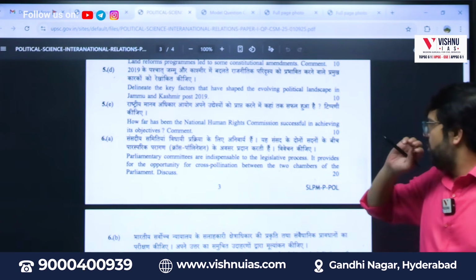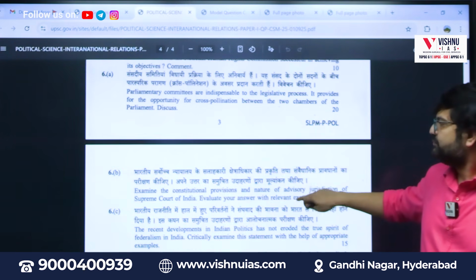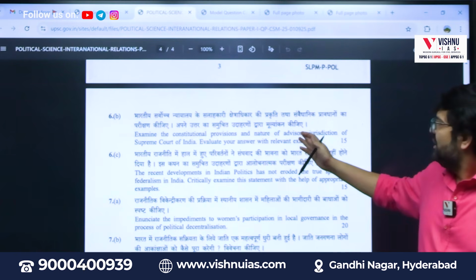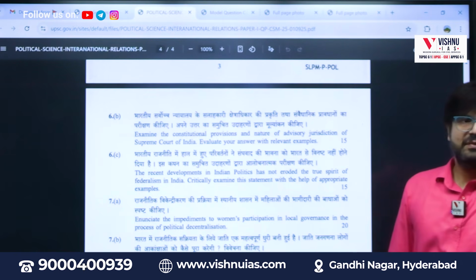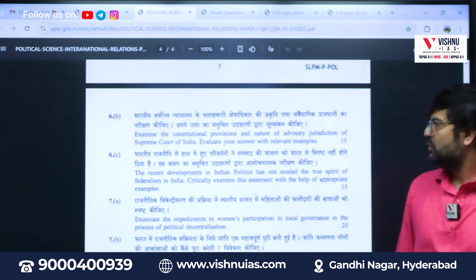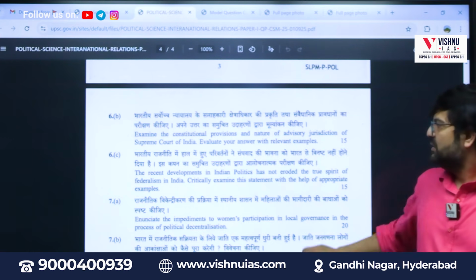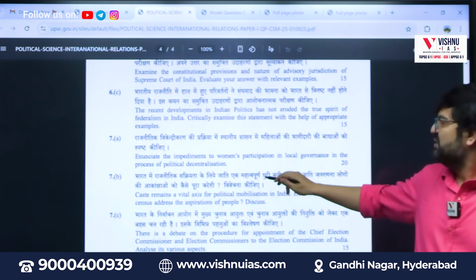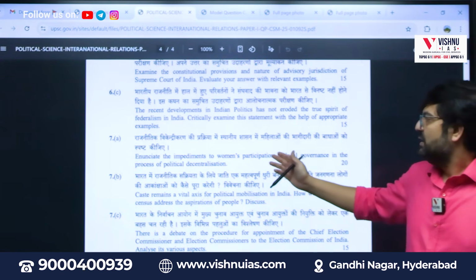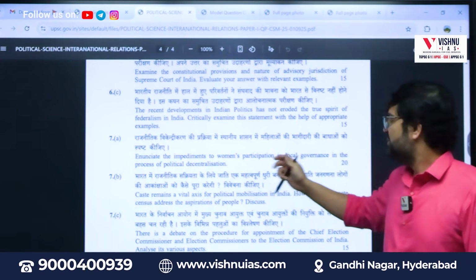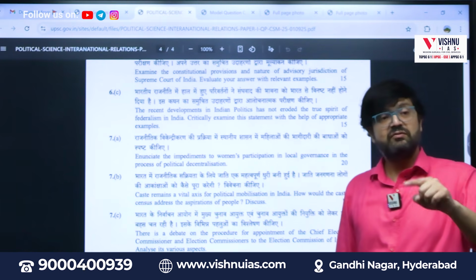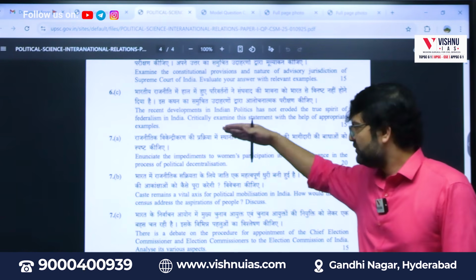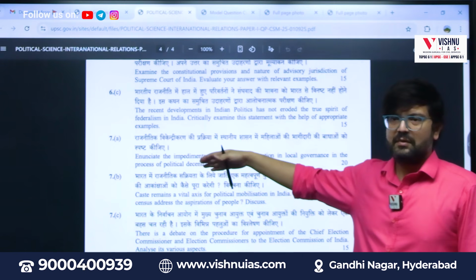So, parliamentary committees. Advisory jurisdiction. I think this was in news because the President had sought advice from the Supreme Court, Article 143. Then federalism, women's participation in local governance. Enunciate the impediments to women's participation in local governance. In 2019, they had asked a question in the GS paper which was way more difficult than this question. This is a more straightforward question, right?